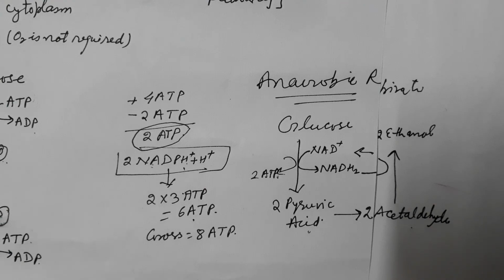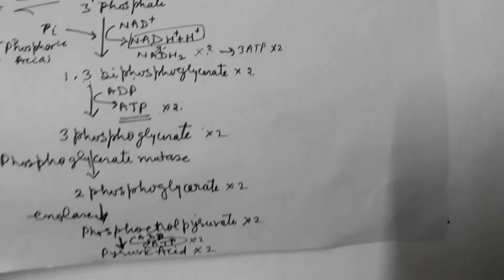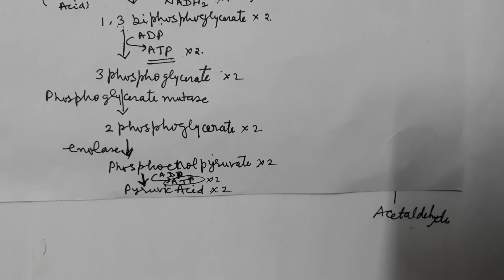In case of aerobic respiration, these 2 molecules of pyruvic acid which are produced participate in the Krebs cycle. In our next video, we will discuss the Krebs cycle.